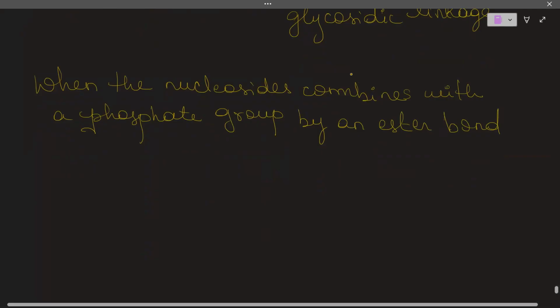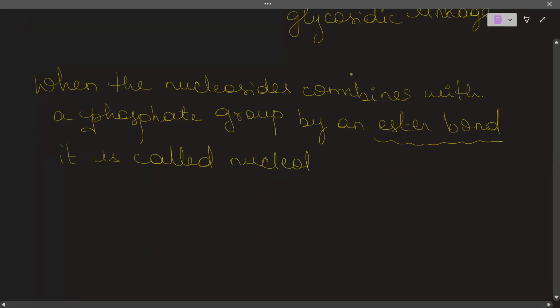So whenever the nucleoside combines with the phosphate group, the bond name is ester bond. So it becomes, or you can say it is called, a nucleotide. So now you people know the difference between nucleotide and nucleoside. Okay, any doubts?